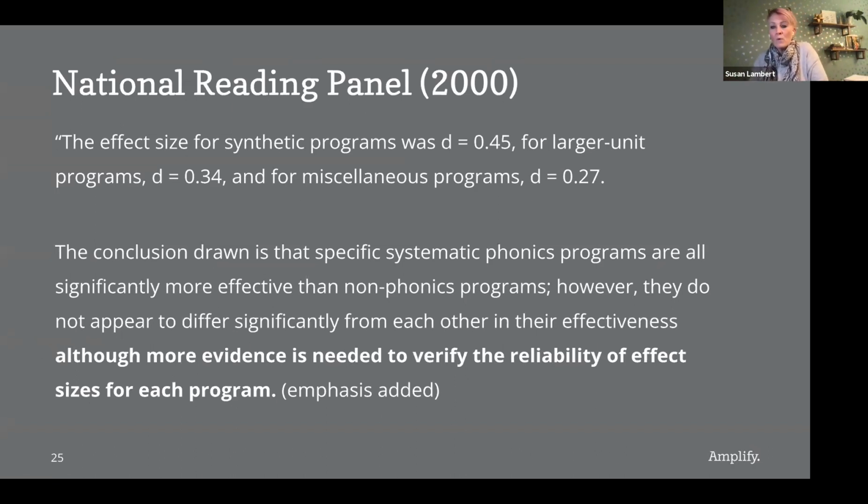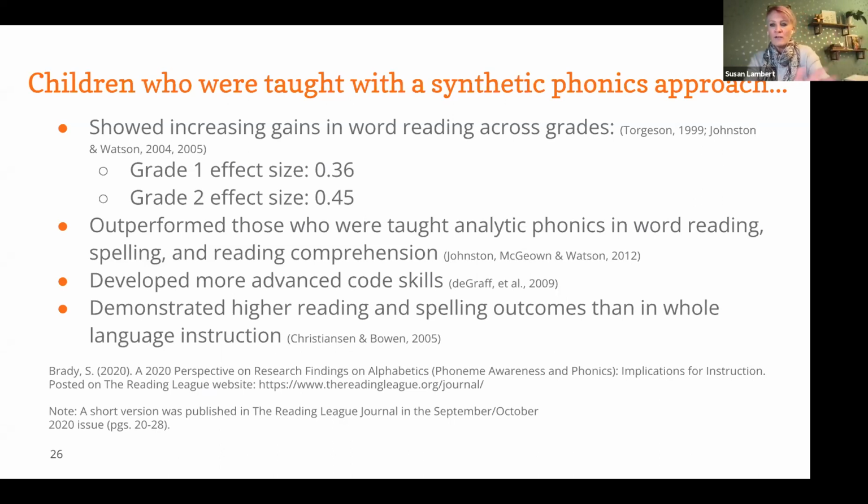And there's been more work done on both understanding different approaches and their impact on students, as well as going back to reanalyzing some of the meta-analyses that were done in the National Reading Panel. And so we have a little bit more information than we did in the year 2000. I'm going to walk through this, but down here at the bottom there is a link, and these data actually come from Susan Brady's perspective on research findings on alphabetics and what that means for instruction. And this is actually posted on the Reading League website.